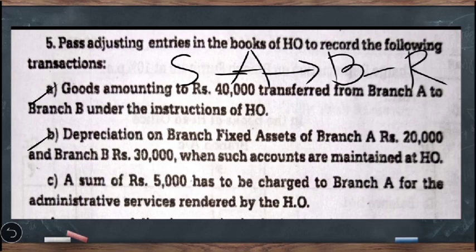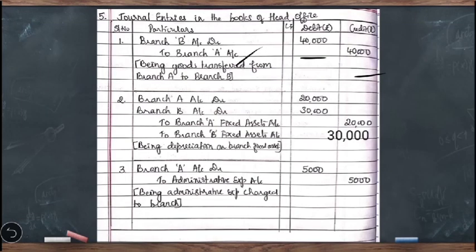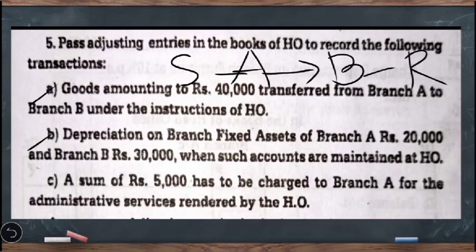So in this case, there are 2 branches and they have given the depreciation amount directly in the question. So the entry in this case will be branch A's account debit 20,000, branch B's account debit 30,000, to branch A's fixed assets account 20,000, to branch B's fixed assets account 30,000. In this case, if you want, you can pass a separate entry or you can pass a compound entry just like this.